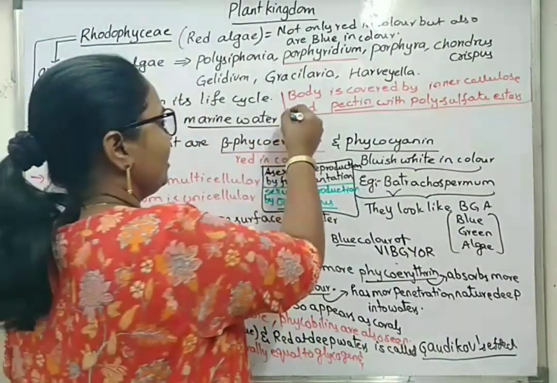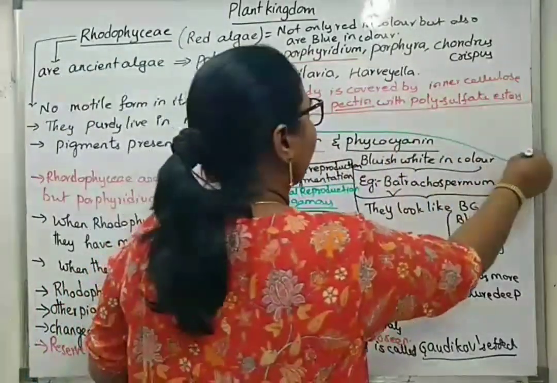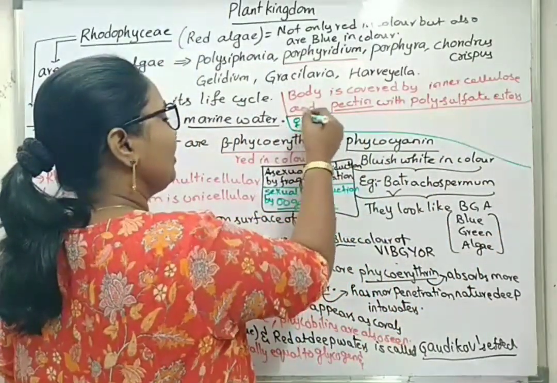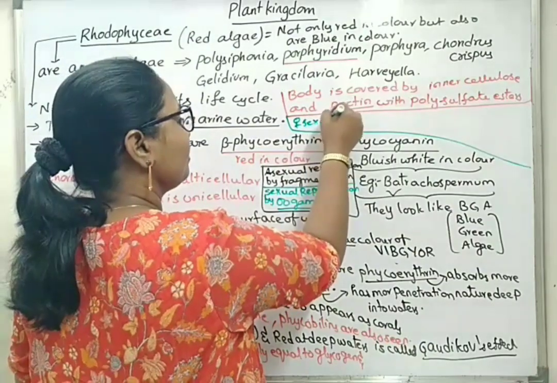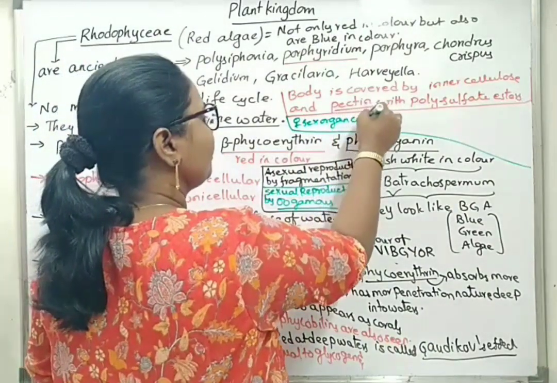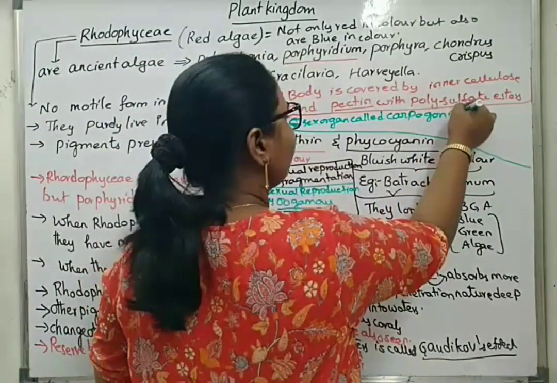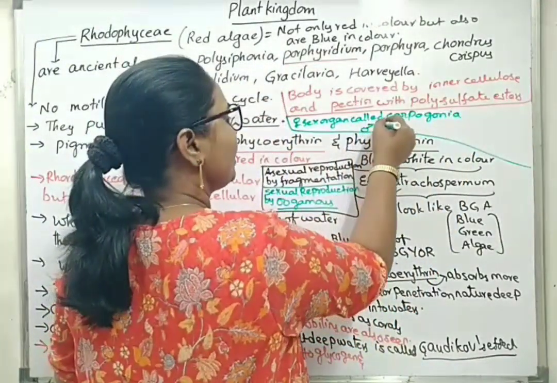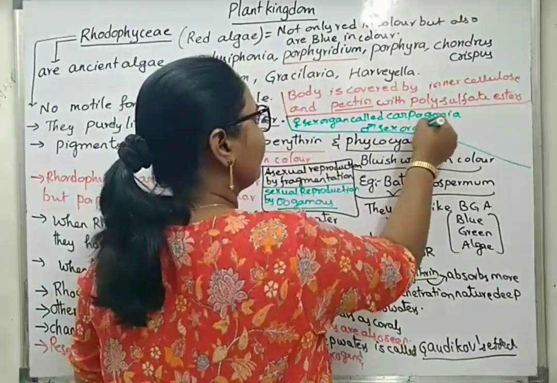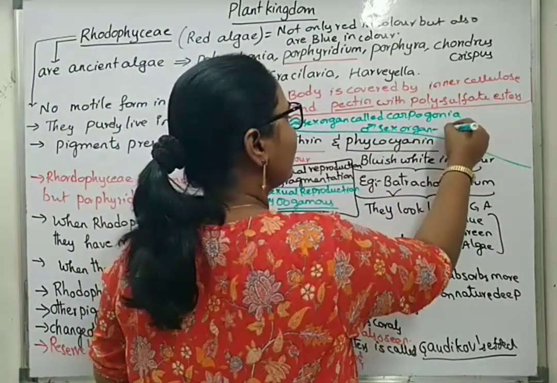We will see different terms. Female sex organ is called carpogonium. Next, male sex organ is called spermatia.